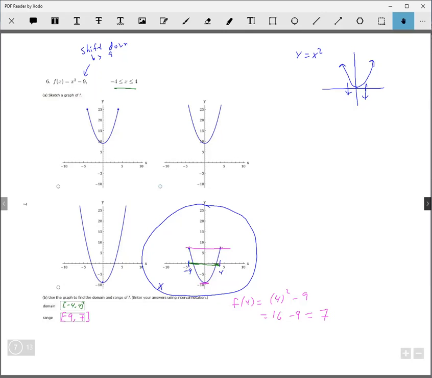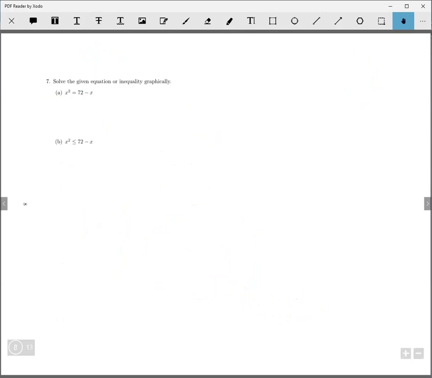Okay, number 7. Solve the given equation or inequality graphically.